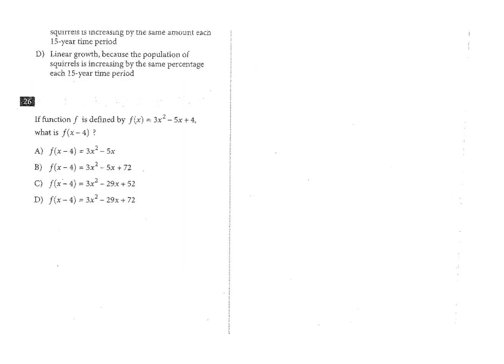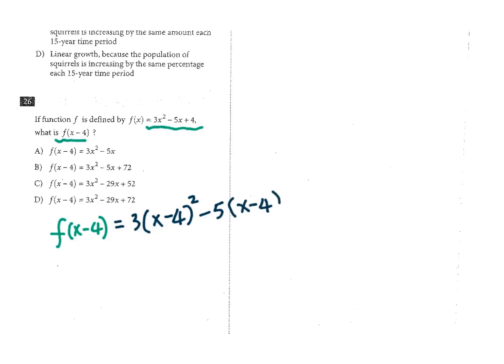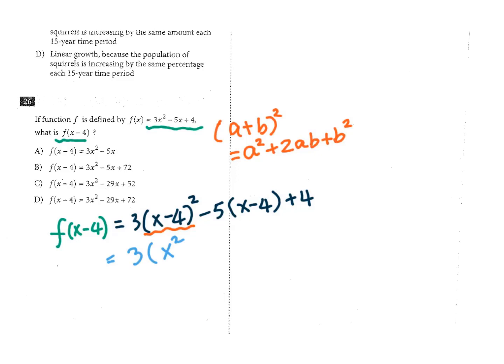For number 26, you have to know the meaning of f of x minus 4. That means for every single x, you have to change it into x minus 4. Therefore, you got 3 times (x minus 4) squared minus 5 times (x minus 4), then plus 4. When you're working on this one, remember here's the formula: (a plus b) squared equals a squared plus 2ab plus b squared. Therefore, I got x squared, 2ab, that's minus 8x, plus 16.